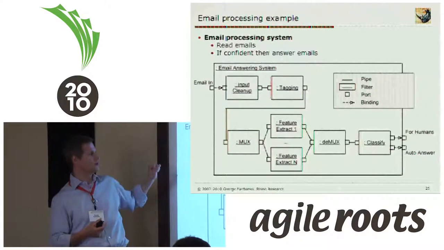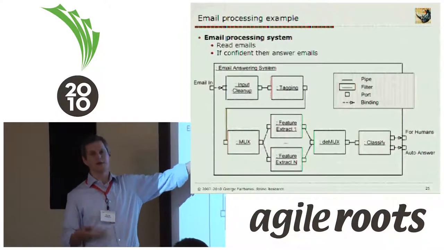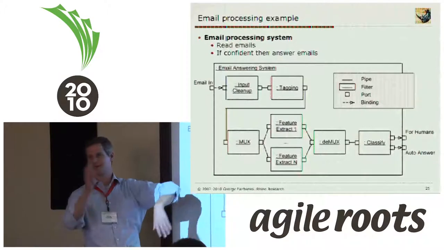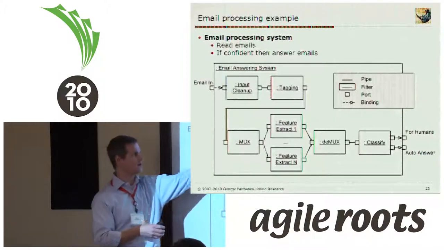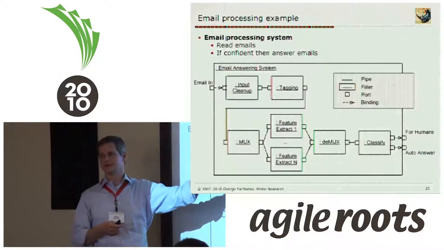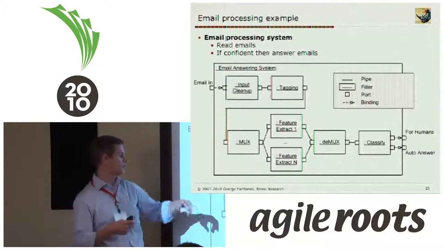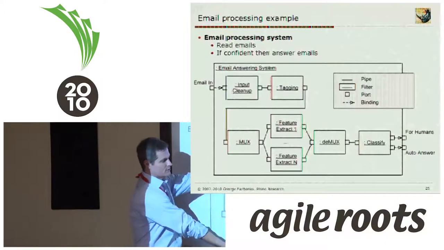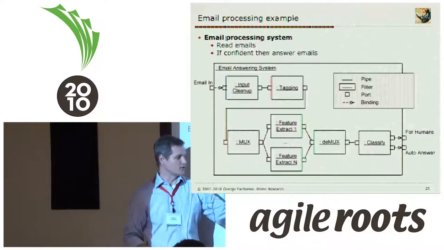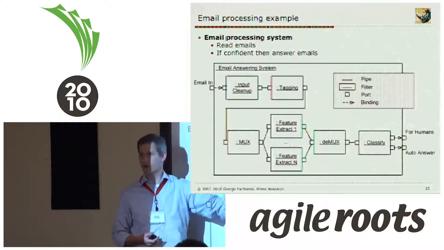So here, let me just walk you guys through this. Input cleanup would be saying, here comes a message, I need to strip out any HTML tags or email headers or whatever I need. Tagging is where you go through and say, I think that's a noun, that's a verb, and that looks like a product number. Multiplexer just makes copies of the message. And then you run it through a whole bunch of feature extractors in parallel.